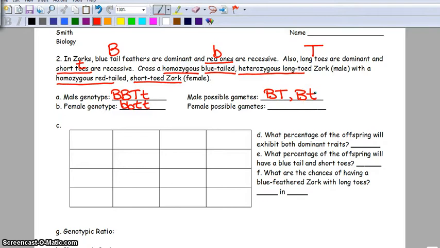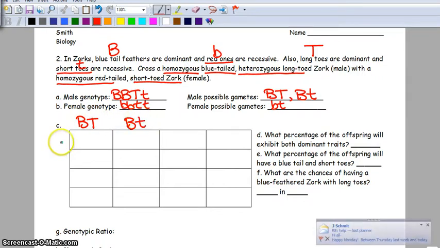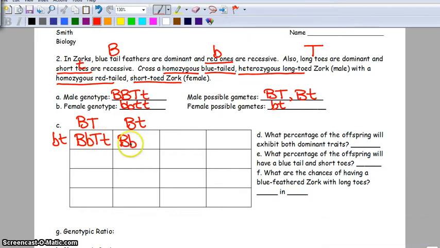All right, you should get big B, big T, and big B, little t. And for the female possible gametes, you'd get little b, little t, and that's it. All the others are repeats. If we put those in on our Punnett square, you can see we're going to get a pretty small Punnett square. I don't even need to pause it to fill it in. All right, let's do our ratios.